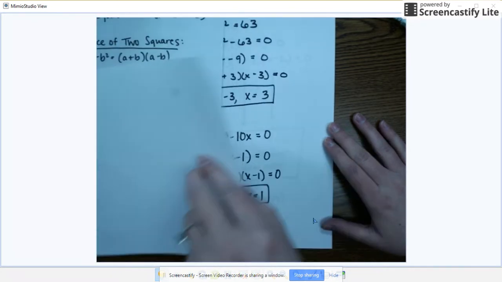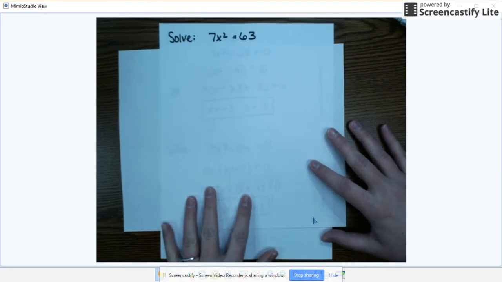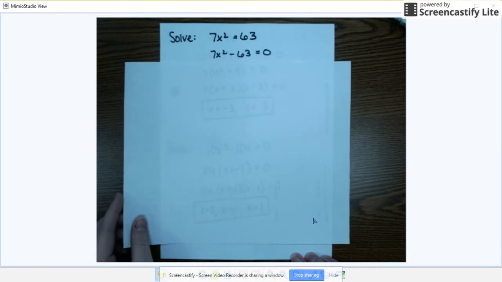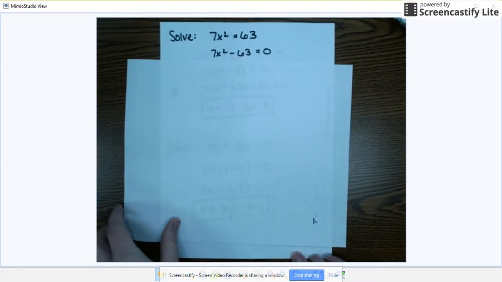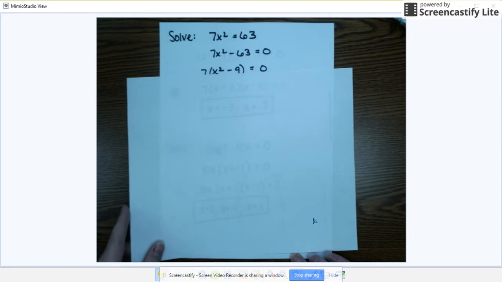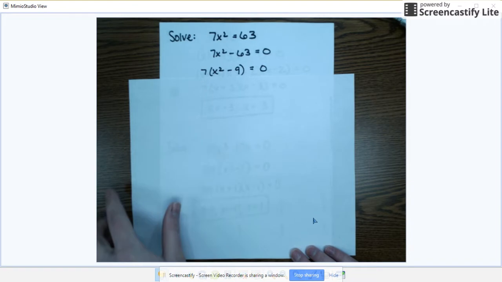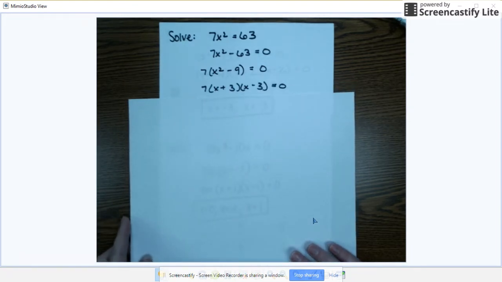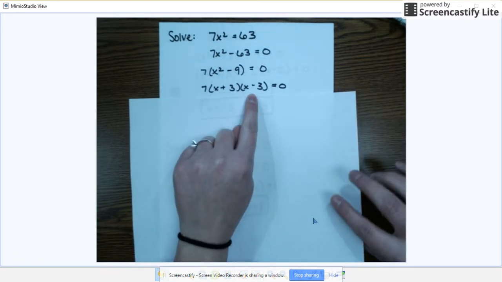Here is another example. This time we have 7x squared equal to 63. So in order to factor, we need to move that constant over to the left by subtracting. Neither our leading coefficient nor our constant are perfect squares, but you can factor out a 7. When you factor out a 7, it leaves you with a difference of two squares. So now we can factor that x squared minus 9 into (x plus 3)(x minus 3). You get our roots from here. We would get x equals negative 3, and here is x equals positive 3.